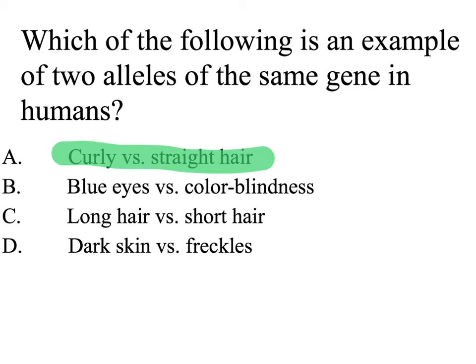Blue eyes and color blindness are 2 different traits. Long hair and short hair has more to do with environmental factors. Did you get a haircut today, or have you not cut your hair in months? Dark skin and freckles are 2 different traits as well, and therefore are coded for by two different genes.